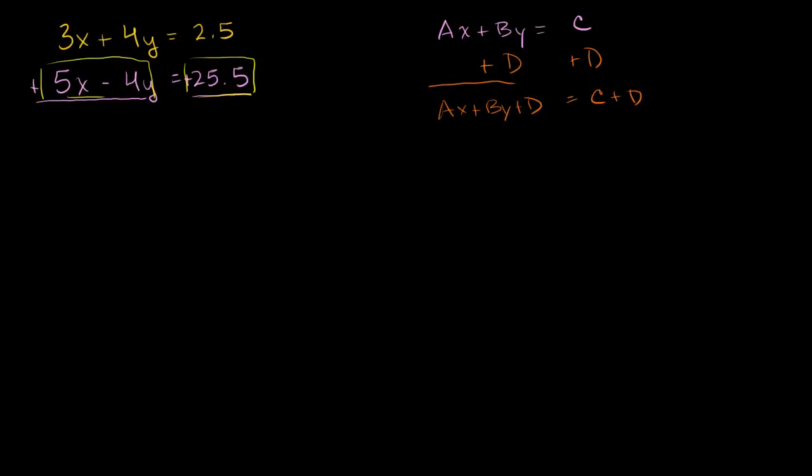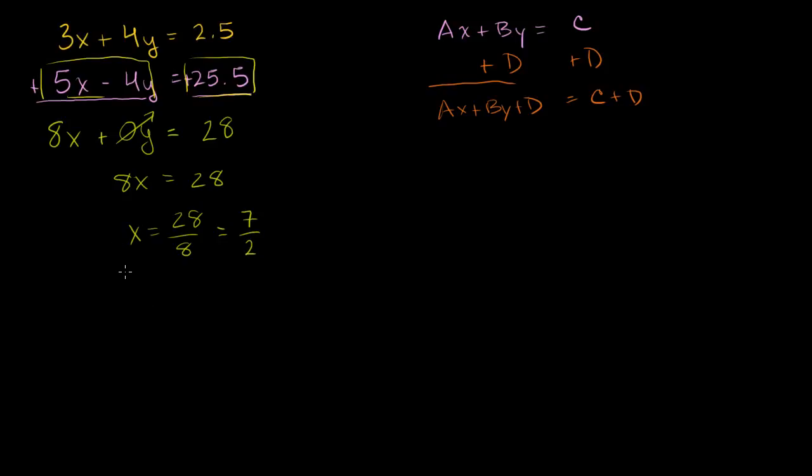So let's do that. If we were to add the left-hand side, 3x plus 5x is 8x. And then what is 4y minus 4y? And this was the whole point. When I looked at these two equations, I said, oh, I have a 4y, I have a negative 4y. If you just add these two together, they are going to cancel out. They're going to be plus 0y, or that whole term is just going to go away. And that's going to be equal to 2.5 plus 25.5, which is 28. So you get 8x is equal to 28. And you divide both sides by 8. You get x is equal to 28 over 8. Or you divide the numerator and the denominator by 4. That's equal to 7 over 2.